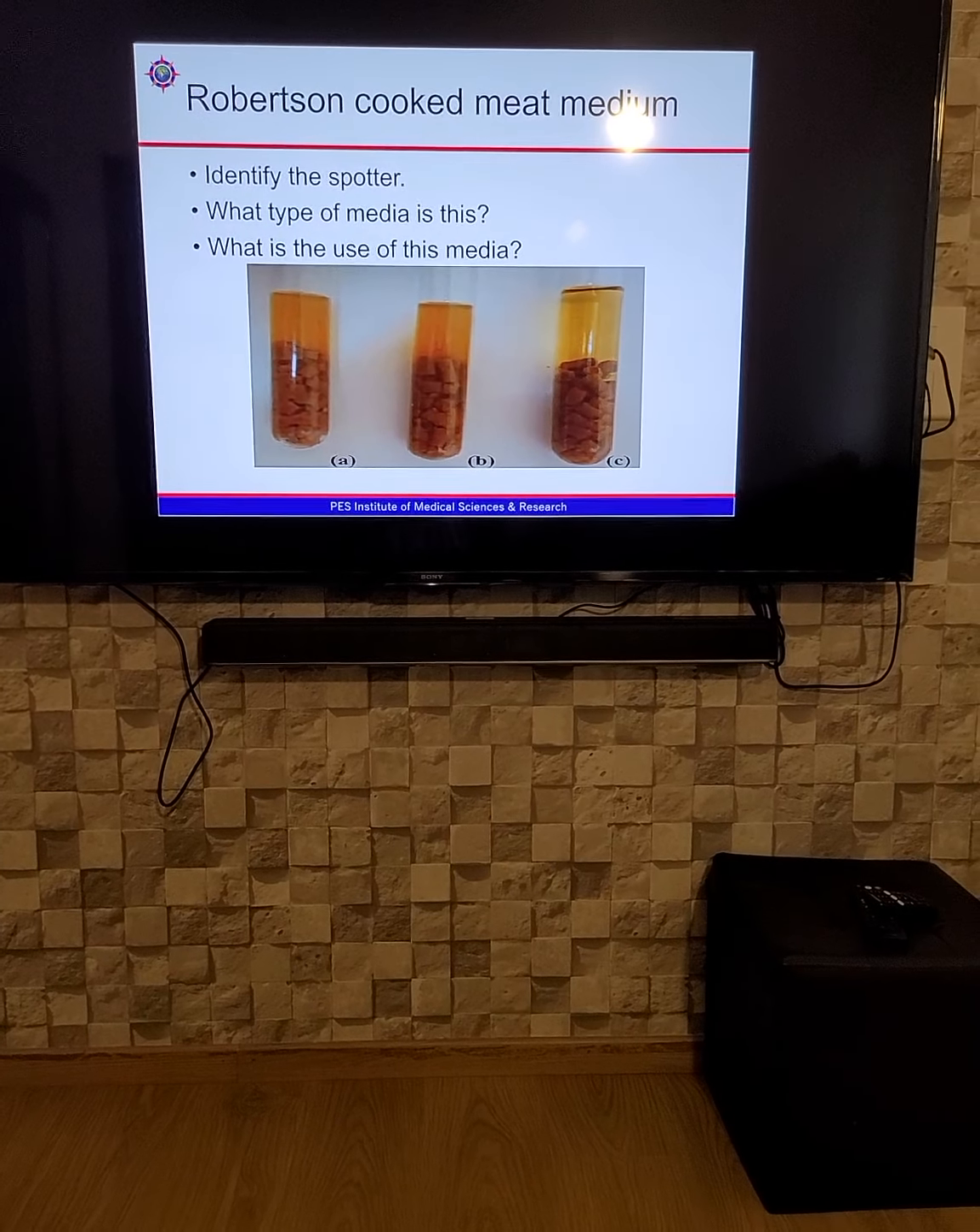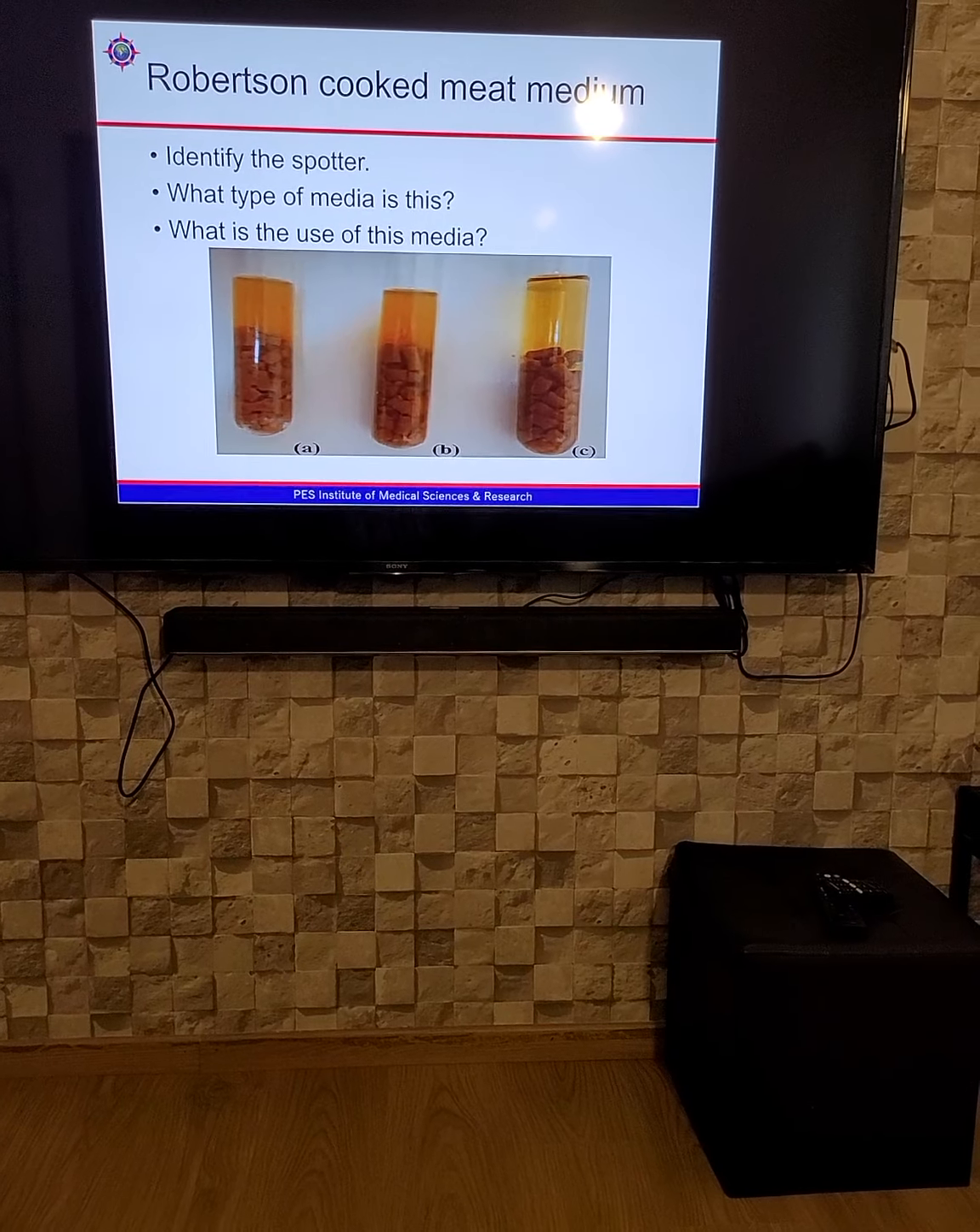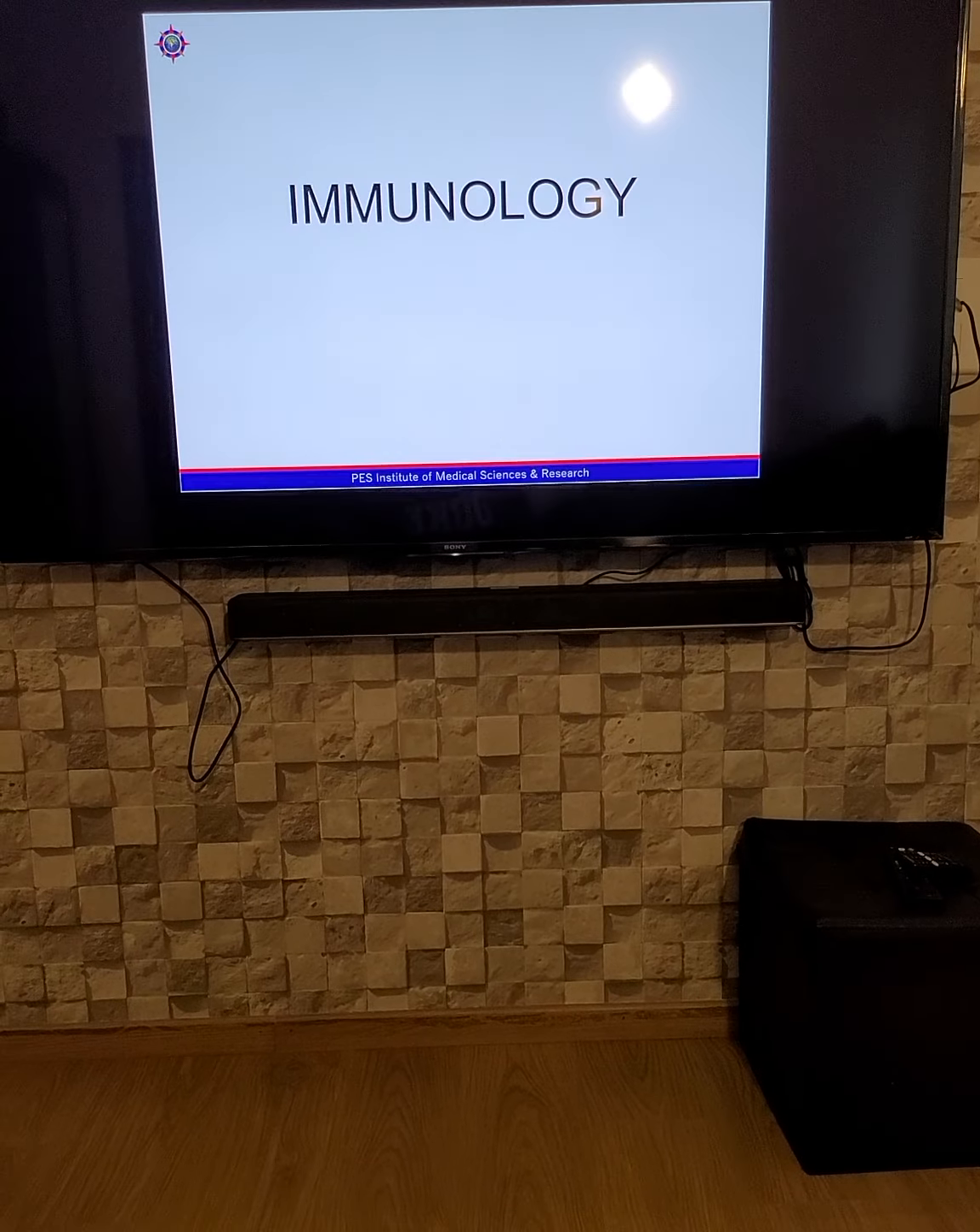Robertson cooked meat medium, minced cooked meat is added. A paraffin layer is added to create anaerobiasis, used for growing anaerobic organisms.